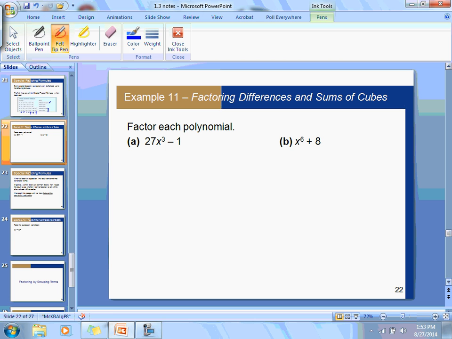So we're going to practice one of each. We're going to practice a difference of two cubes and a sum of two cubes. And that chart that was on the previous slide, that's in your book. So if you want to look at that while we're going through these, feel free.